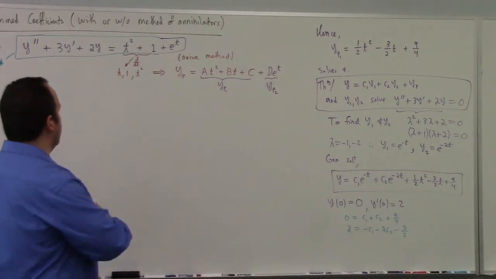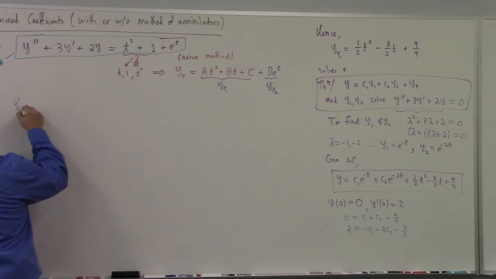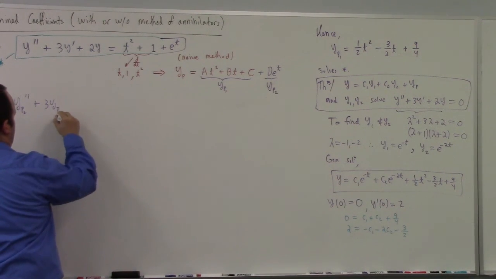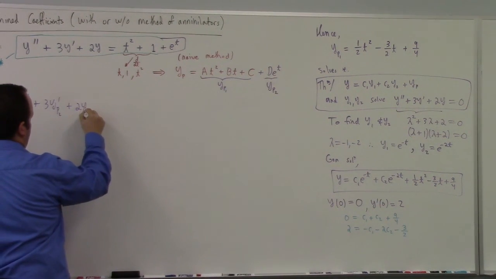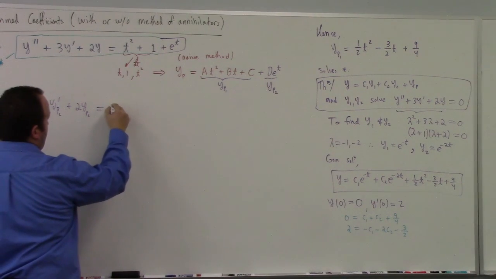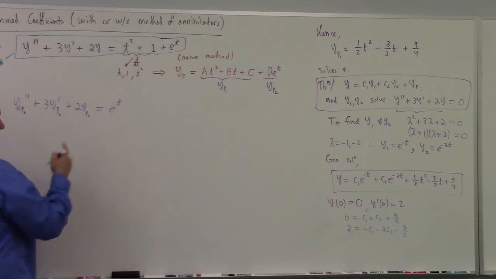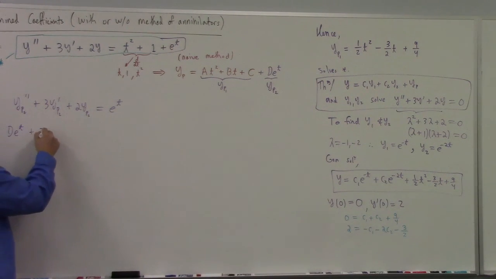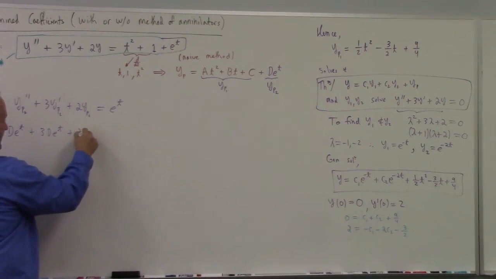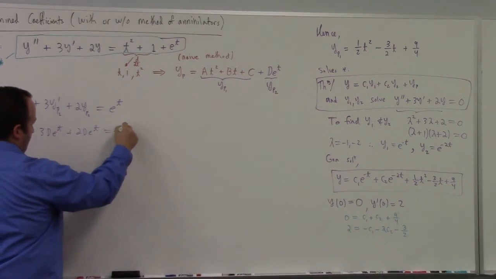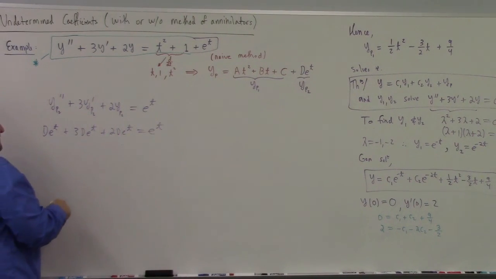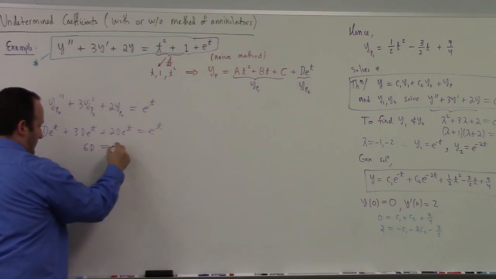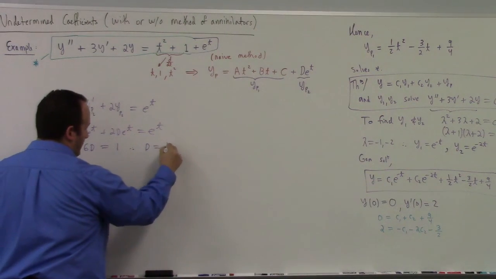Let's see here. So we have y_p'' + 3y_p' + 2y_p = e^t, right? But when you differentiate d e^t, what do you get? d e^t, 3d e^t, 2d e^t. So you can cancel off the e^t's if you want. And that gives us 6d = 1. So d = 1/6.